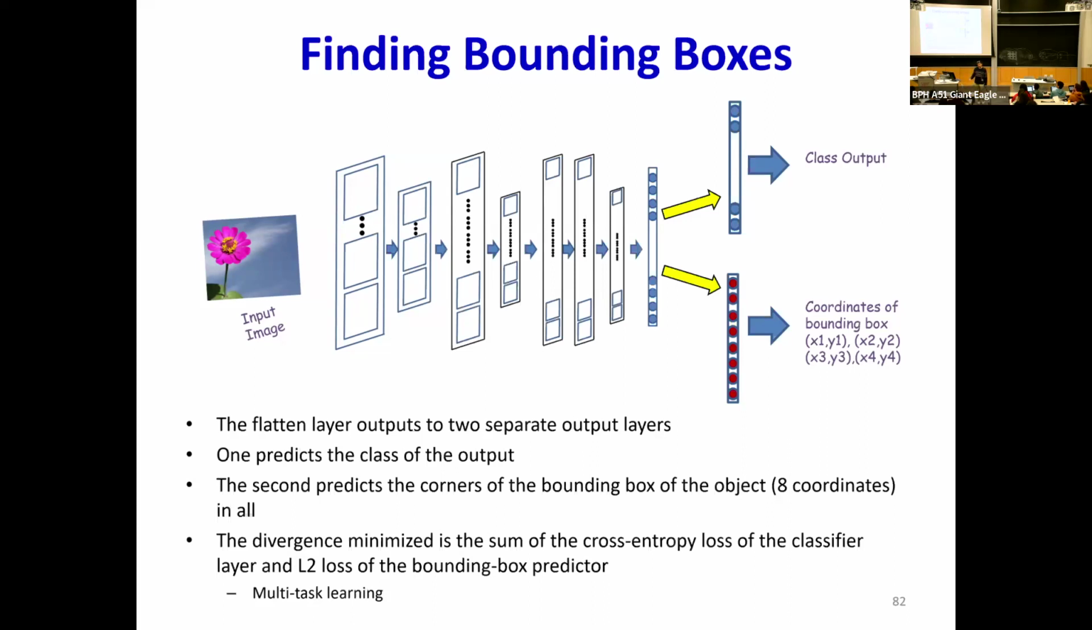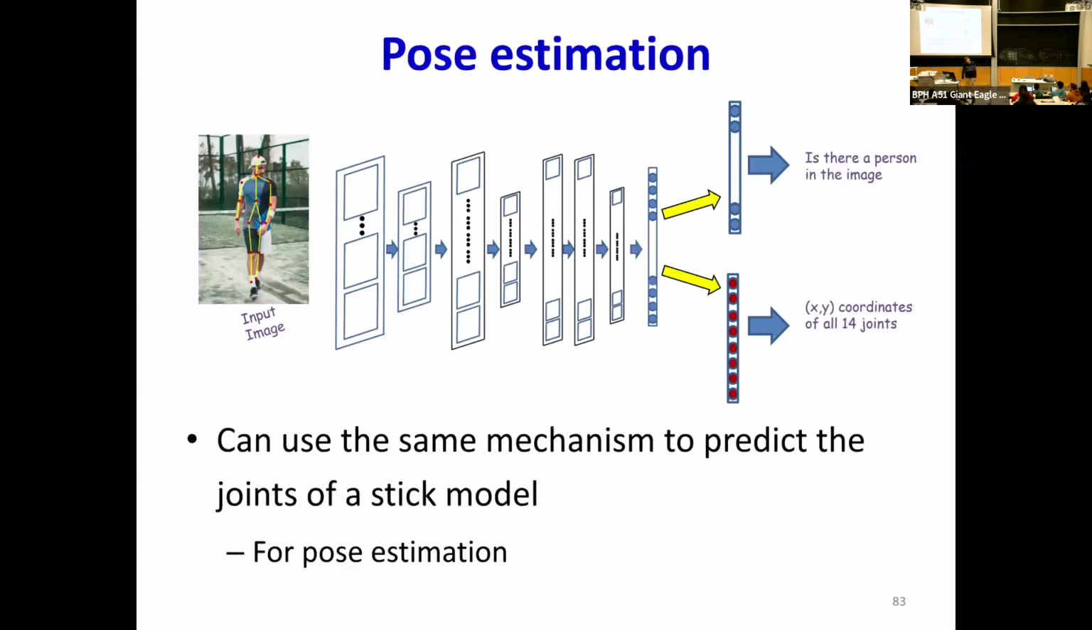If you have multiple instances of the objects, there are fancier versions of this where you'd actually be segmenting the image based on proposals, and then within each of those regions, you use the same technique. Now, the same approach can be used for other things, for example, if you're trying to compute the skeleton.